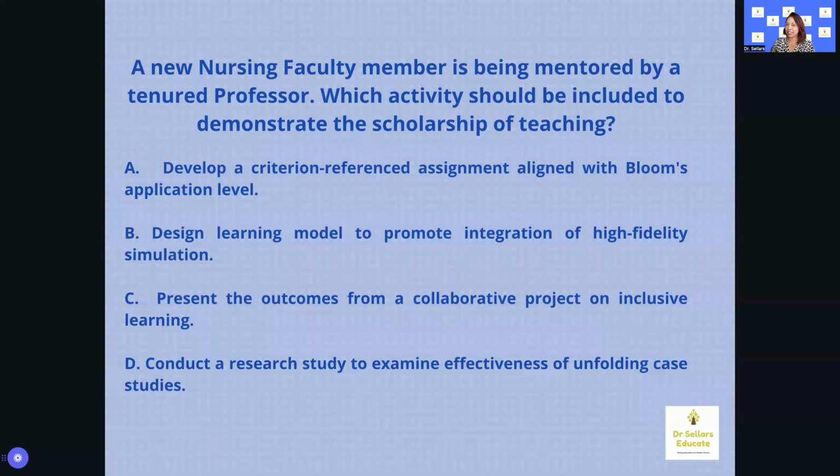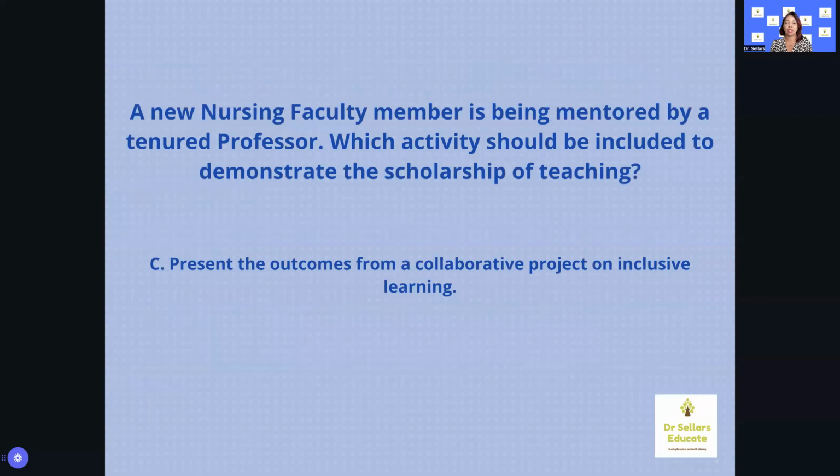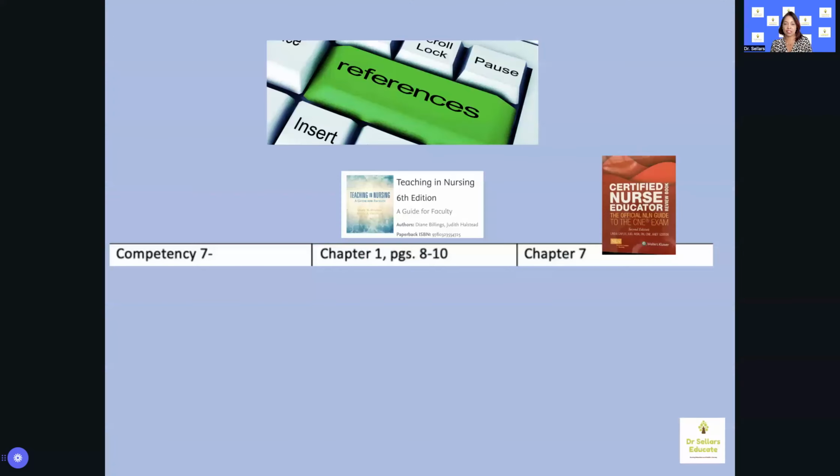So now let's take a look back at our practice test question, and let's see how close you came to choosing the correct answer. If you chose C, present the outcomes from a collaborative project on inclusive learning, you are correct. This is directly aligned with content from Billings and Halstead.